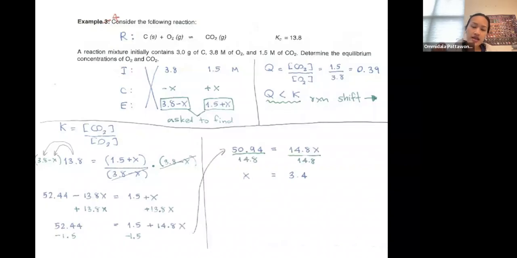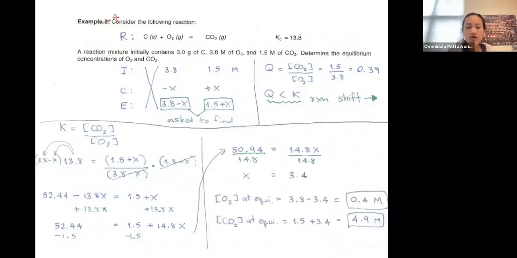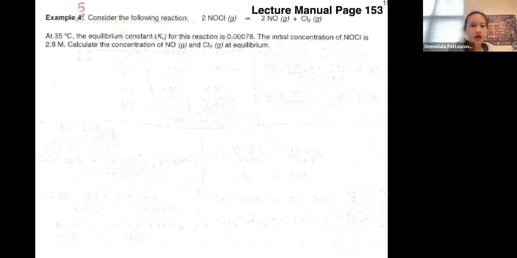Again, x is not your final answer. x indicates the change. Therefore, in order to find the concentration at equilibrium, you will need to plug this back in. So plug this back into the concentration at equilibrium. Therefore, the concentration of oxygen would be 0.4 molar at equilibrium, and the concentration of carbon dioxide would be 4.9 molar at equilibrium.